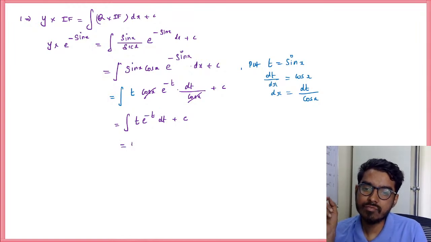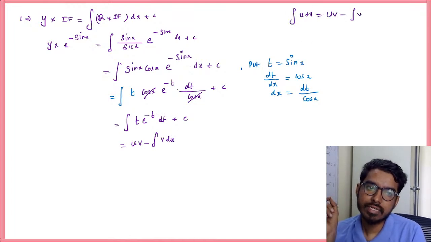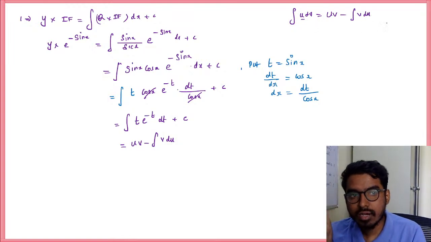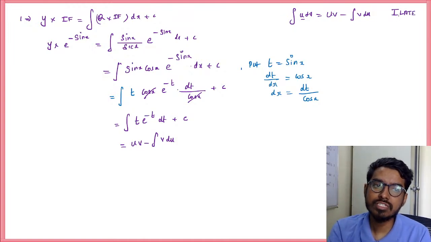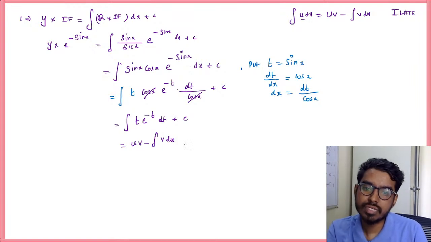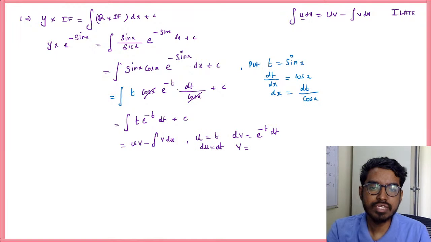So the integration of u dv is uv minus integration of v du. You have to choose u in the order ILATE. I stands for inverse trigonometric functions, then logarithmic functions, algebraic functions, trigonometric functions, and exponential functions. Here you have algebraic and exponential. Algebraic comes first, so put u is equal to t, dv is equal to e power minus t dt. Therefore, du will be equal to dt, and v is the integration of dv, so we integrate on both sides.